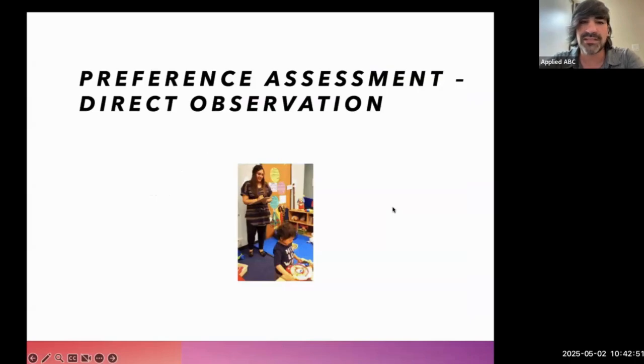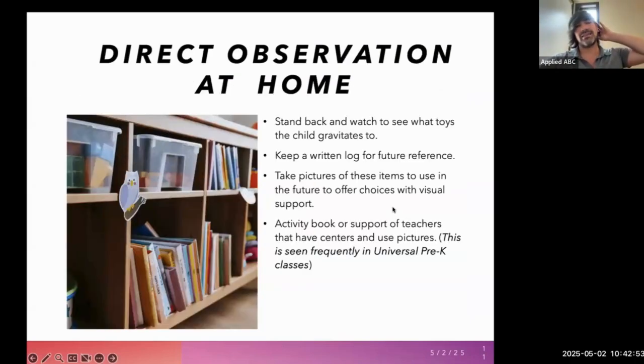Okay, preference assessment, direct observation. So this is the most naturalistic thing. You just give the kid an environment and let him go. You stand back and watch to see what toys the child gravitates to. You write down what they went to, what they played with, for how long. You take pictures of the items to use in the future for visual supports. And you can have an activity book or supportive teachers that have centers and use pictures. So you can compile the pictures of things that kids like to make it generalizable across environments and to let folks know what is of interest.